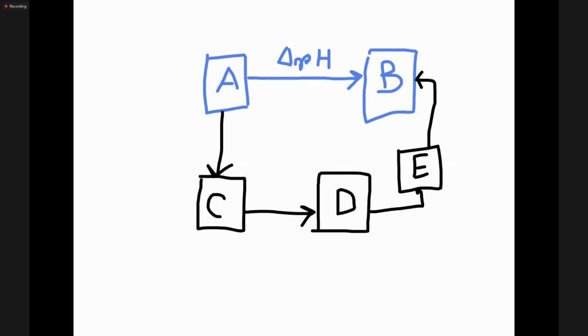Now, these are individual steps. For each step, let's define the reaction enthalpy value. This one is del RH1. For this step, it is del RH2. For this step D to E, that is del RH3. And for the final step of E to B, we have del RH4.